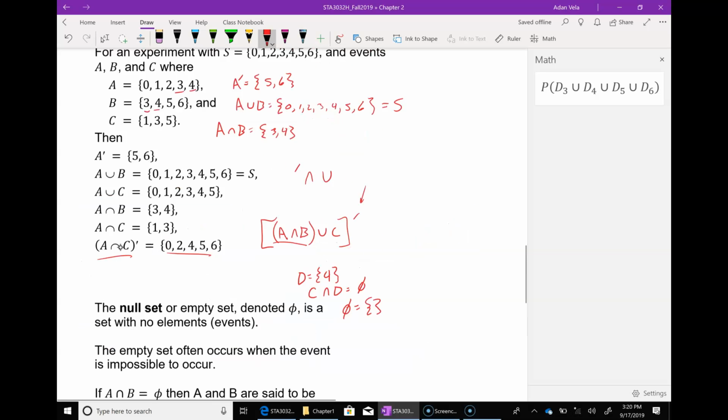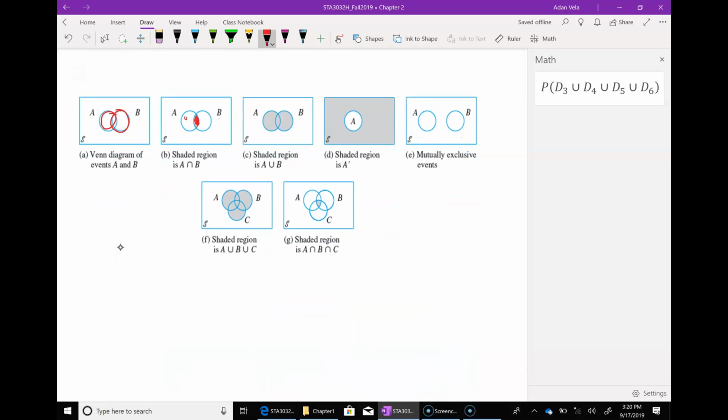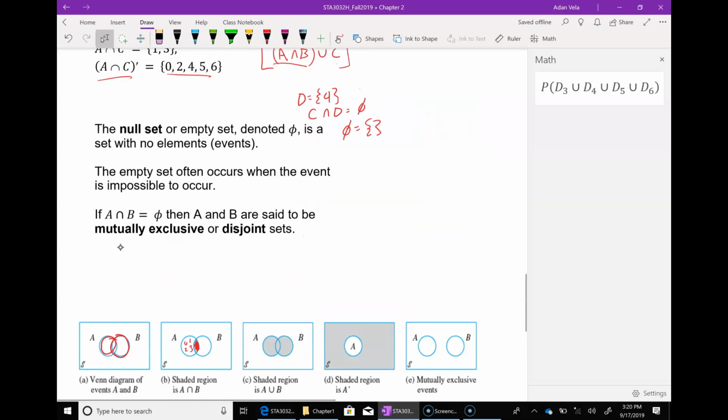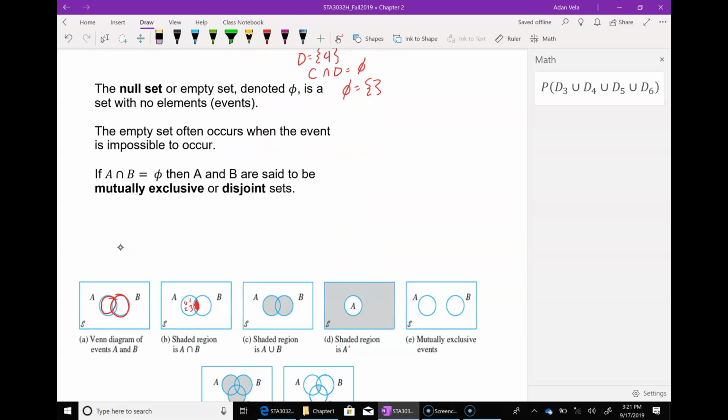So before, let's see if I can remember this, 3, 4, 5, 6. So in this problem, we had 0, 1, 2 in A exclusively. Okay. Inside this area between them, we had 3 and 4. And then inside B, we had 5 and 6. Okay. And so when we said A intersection B, we are interested in the values 3 and 4. Okay. A union B is everything that's contained in both.